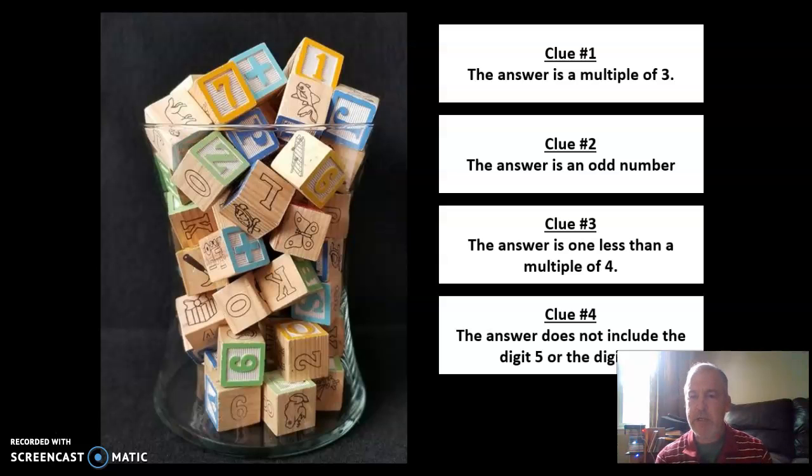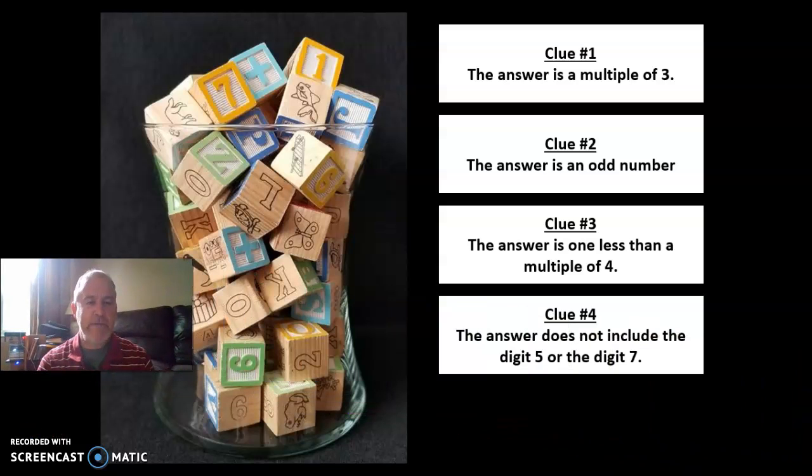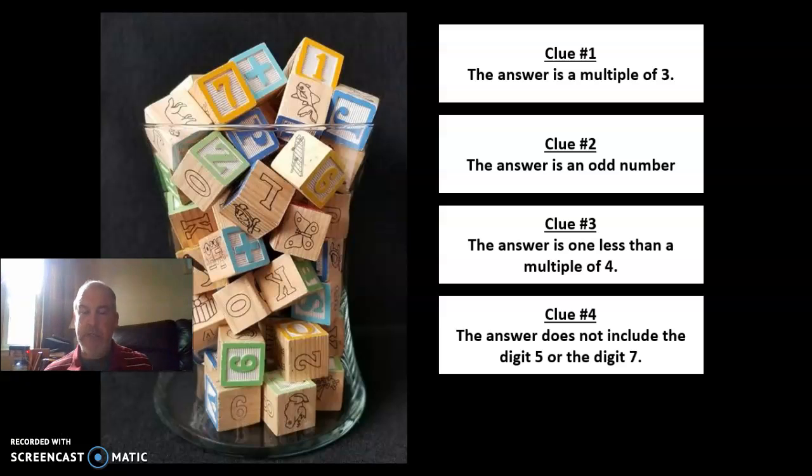The answer does not include the digit 5 or the digit 7. So I moved my picture for you. So it doesn't have a 5 or a 7 in it. So 39 still works. It is odd. It's 1 less than a multiple of 4, which is 40. It doesn't have a 5 or a 7. So right now I feel pretty good about my guess. How about you? Are you ready to move on?